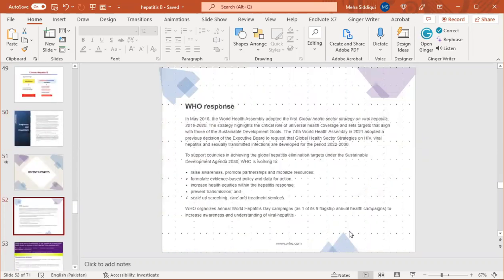Recent updates. WHO response. The 74th World Health Assembly in 2021 adopted a previous decision of the Executive Board to request that global health sector strategies on HIV, viral hepatitis, and STDs be developed for the period 2022 to 2030 to support countries in achieving the global hepatitis elimination targets under the Sustainable Development Agenda 2030. WHO is working to raise awareness, promote partnerships, and mobilize resources, formulate evidence-based policy and data for action, increase health equalities within the hepatitis response, prevent transmission, and scale up screening, care, and treatment services. And WHO organizes annual World Hepatitis Day campaigns to increase awareness and understanding of viral hepatitis.